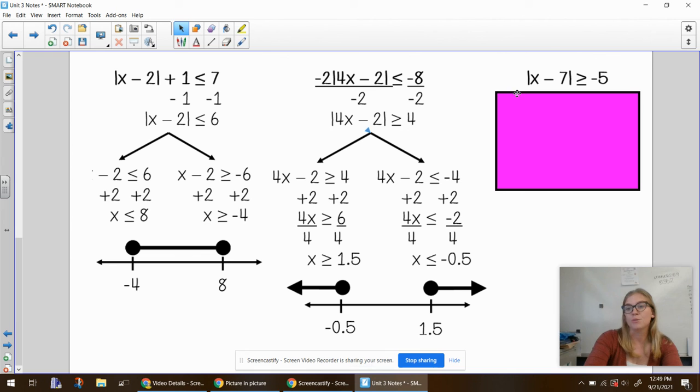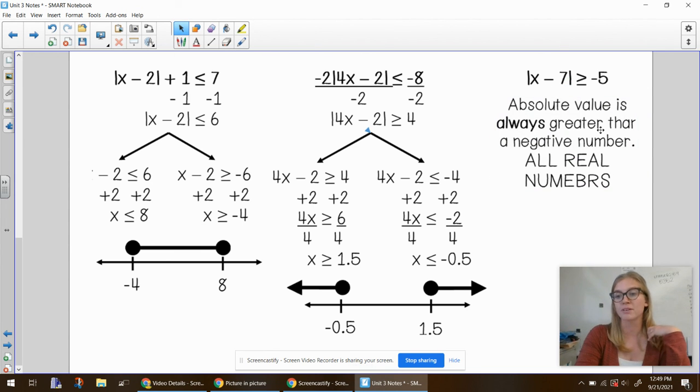And for my last inequality, I have the absolute value of x minus 7 is greater than or equal to negative 5. Here, because when we apply absolute value, it always makes everything positive. No matter what x is, it's going to be positive. And the positive number is always bigger than the negative number. So the answer here would be infinite solutions or all real numbers.